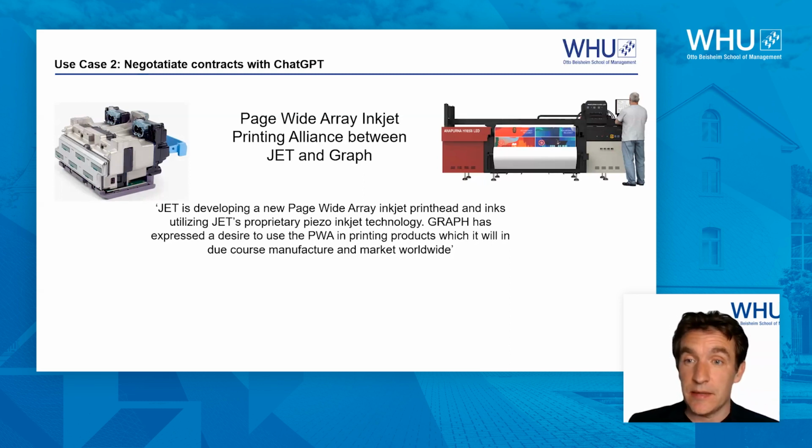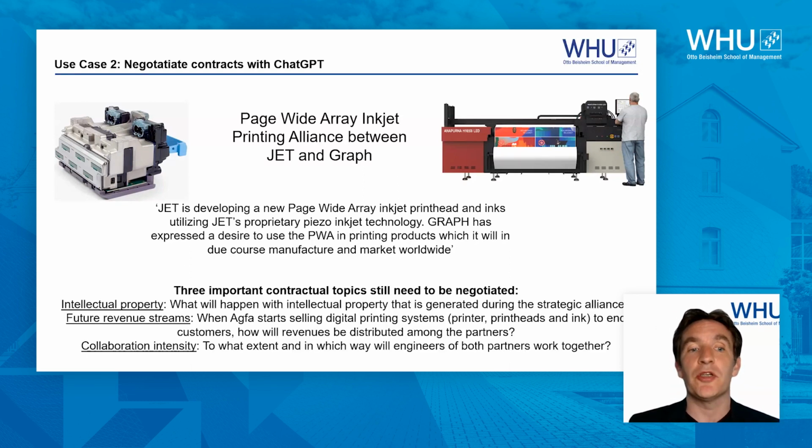In the case that the EMBA students need to do, they will be divided into 2 groups. They have to negotiate with each other, and they have to negotiate 3 specific clauses. So they have to negotiate about intellectual property. How will the intellectual property be divided between the 2 partners? Future revenue streams, so who is getting how much money from printing systems that have been sold? And what kind of collaboration will they have? How intensively will they collaborate? To what extent will they exchange information? So these are 3 contractual clauses that my students need to negotiate. And there are some conflicting interests.